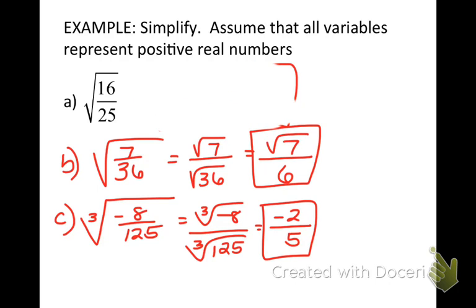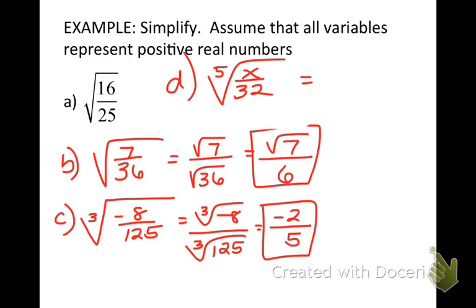And I'm going to erase this top one up here. Let's throw in a d. So d will be the 5th root of x over 32. So what would be in my numerator? A 5th root of x all over, what's the 5th root of 32? 2, good. Okay, so power rule, quotient rule. Kyle, questions with that?